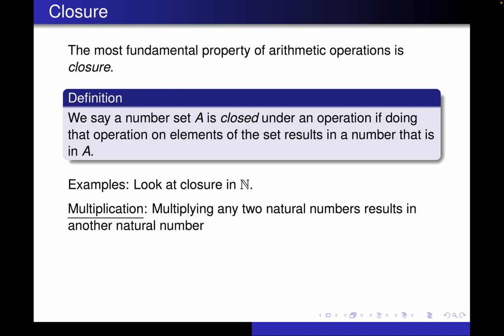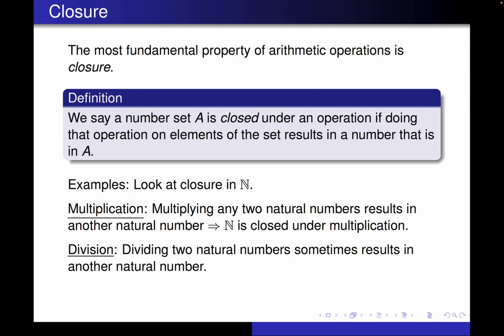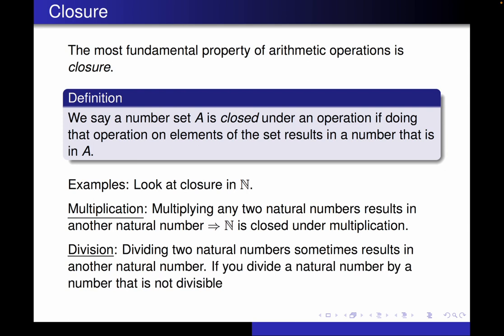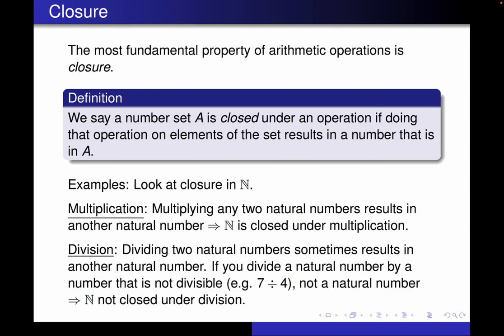For multiplication, multiplying any two natural numbers results in another natural number, which means that natural numbers are closed under multiplication. But division, again, if you're not careful about what you're dividing, sometimes you get another natural number, but if you divide one natural number by another one that is not divisible into that first natural number, like 7 divided by 4, it's not a natural number, so it's not closed under division.